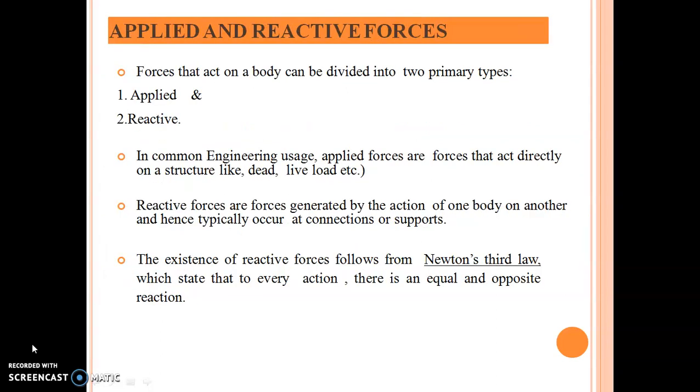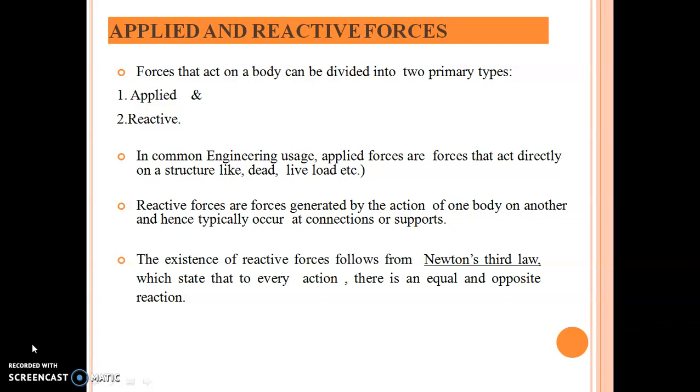Now we will discuss applied and reactive forces. Force is mainly classified into two primary types. The first type is applied force and the second type is reactive force. Applied forces, in common engineering usage, are forces that act directly on the structure, also called a dead load or a live load. That means it is an externally applied load acting directly on the member.